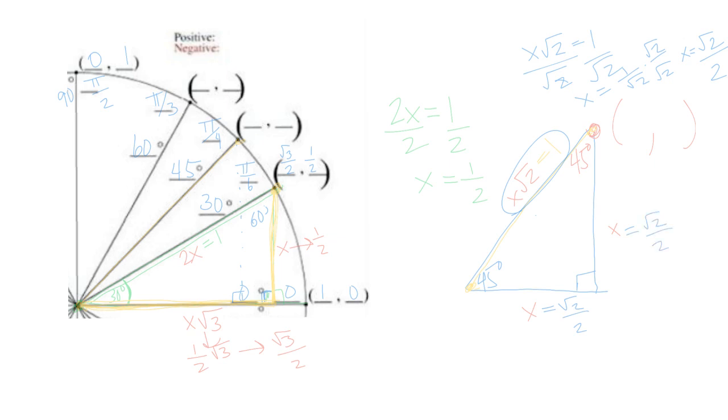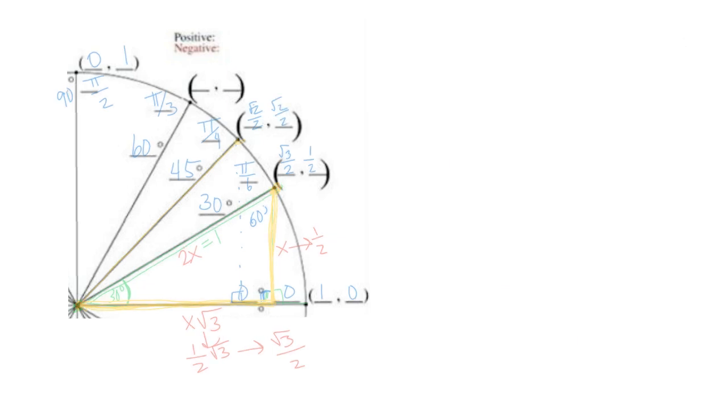And using the same reasoning that I did before, from here to here is how you would travel horizontally to the point, or the x-coordinate. And then from here to here would be the y-coordinate, because that's how I travel vertically to the point. So the point here would be root 2 over 2, comma, root 2 over 2.